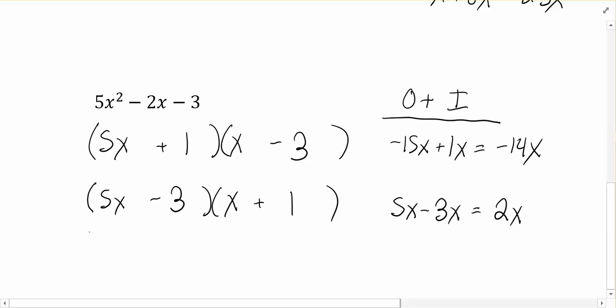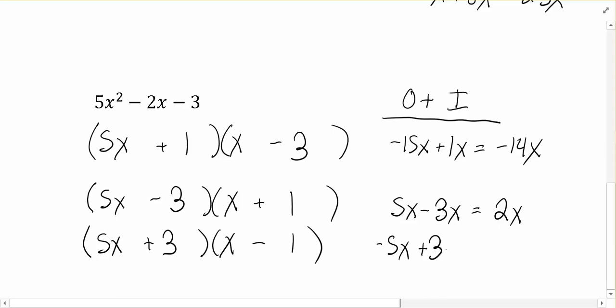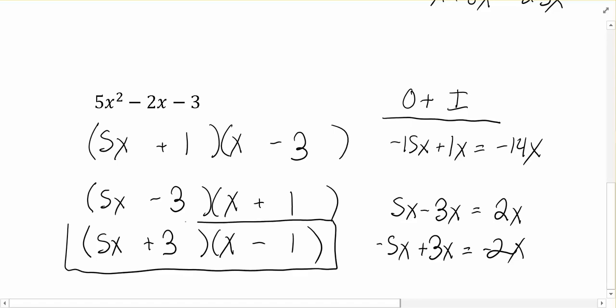We revise by flip-flopping the signs. So instead of -3, let's make that +3. Instead of +1, let's make it -1. Now my O is -5x, my I is +3x. That gets me the -2x that I wanted. Now I'm happy. Now I've factored correctly. And so that shows the revision steps, how we revise.